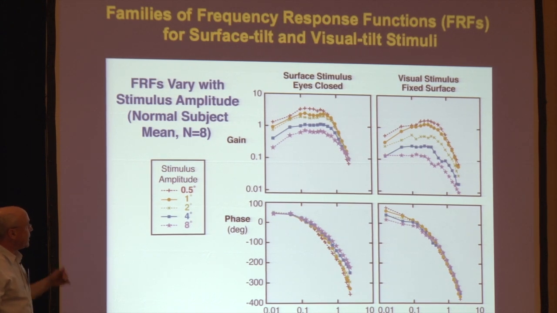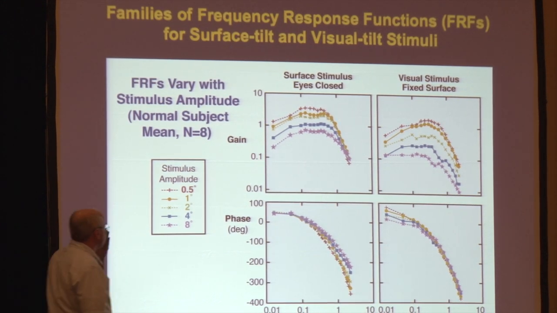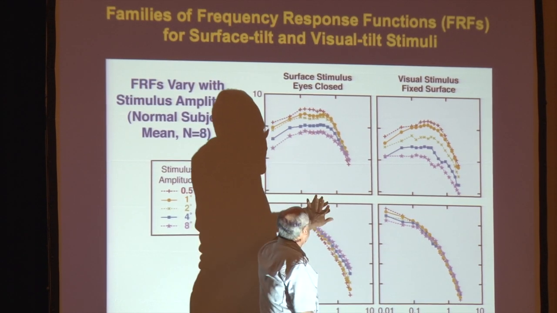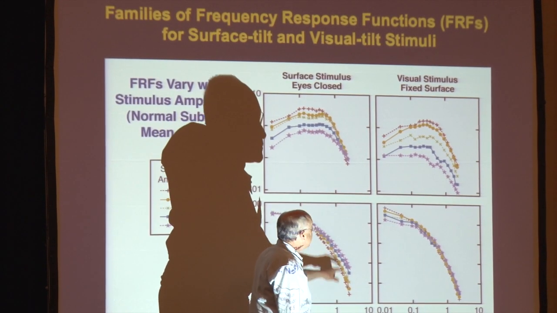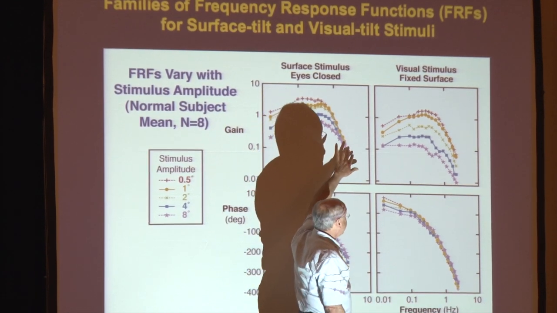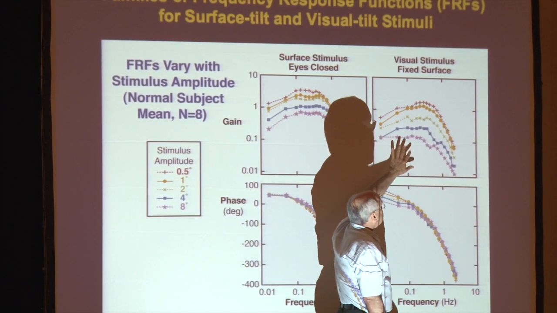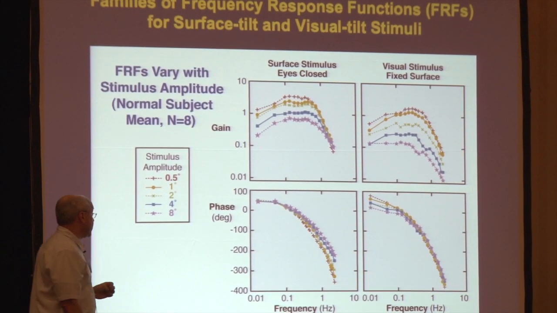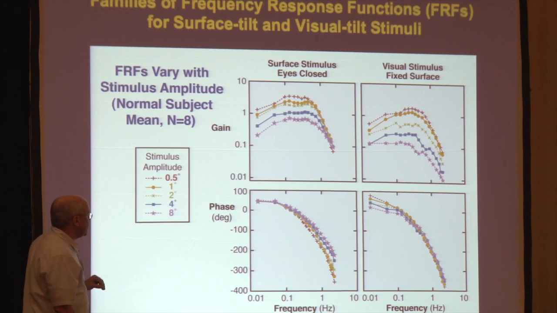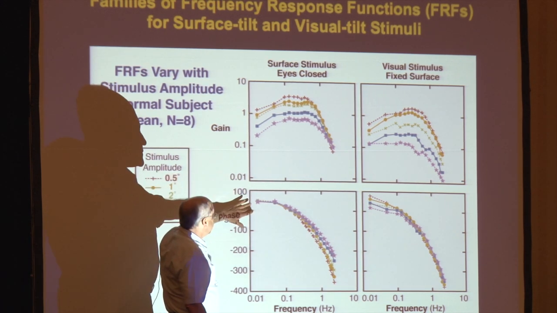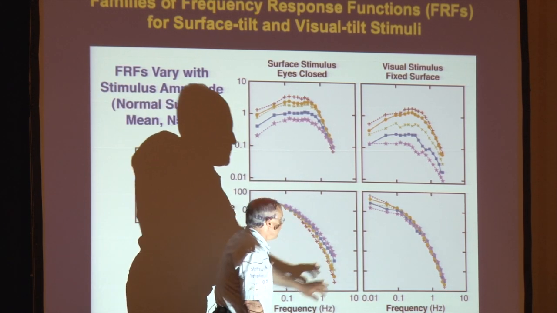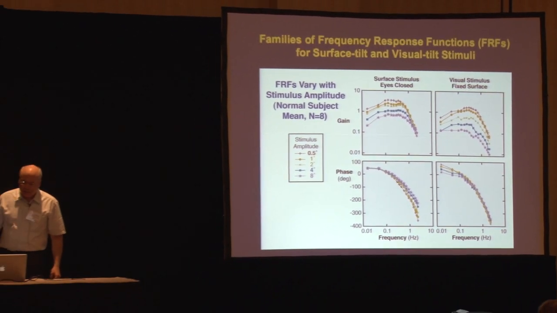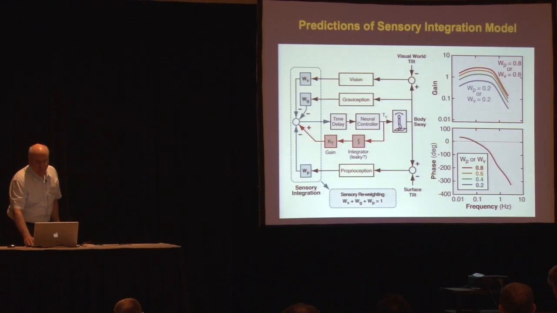For a visual stimulus, you get a similar pattern of results. Pattern meaning the gain is a little lower at low frequencies, maximal gain in mid frequencies, which are like 0.1 to 1 hertz, and then a declining gain at higher frequencies. That pattern of gain is similar for visual. The gain decrease with increasing stimulus amplitude is similar. Phase curves are also similar, with a phase lead at low frequencies and then an increasing phase lag at higher frequencies, which is mainly accounted for by time delays in the system.